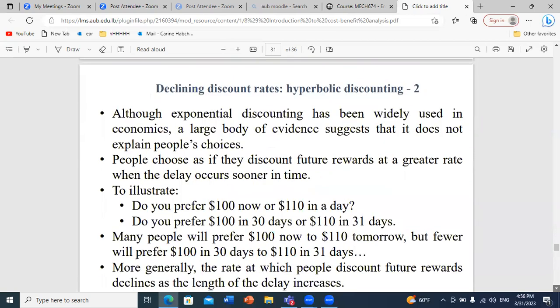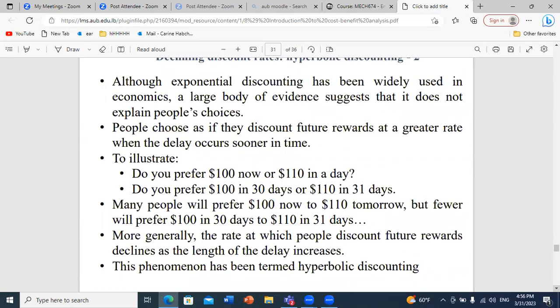In general, exponential discounting has been widely used in economics, and a large body of evidence suggests that it does not explain people's choices well. For example, people choose as if they discount future rewards at a greater rate when the delay occurs sooner in time. What we mean by this, for example, if we ask you, do you prefer to get $100 now or $110 in a day? This is the first option. In this case, maybe you will say, no, I prefer $100 today.